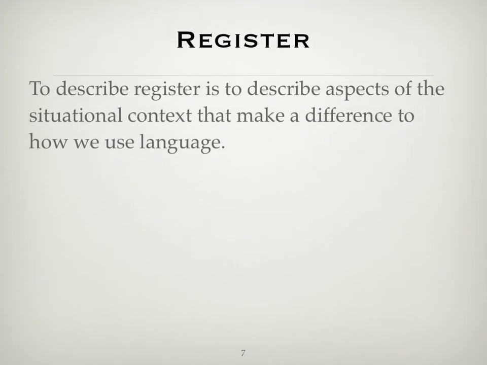To describe the register is to describe aspects of the situational context that makes a difference to how we use language. The situational context. This is very important. It's easy to forget that whenever language is being produced or reproduced, it always occurs through a social situational context, and this impacts the linguistic resources that are used.